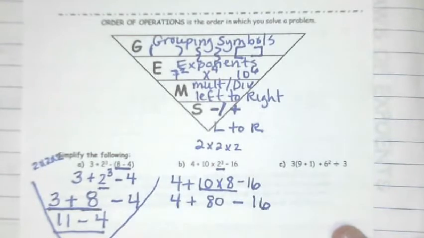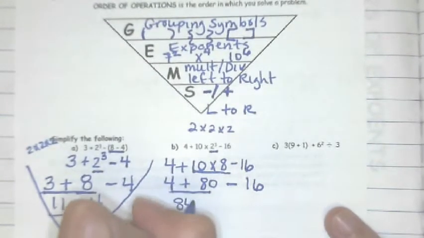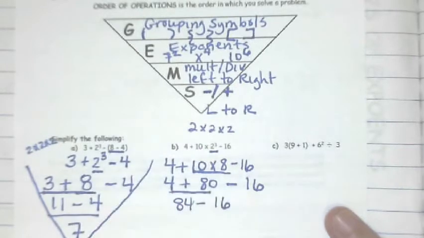See how I'm doing? Again, I'm doing one step at a time. So I'm done with multiplication and division. There's no more multiplication and division. Then I go back. Okay, now I'm going to take care of the subtraction or the addition left to right. So start at the beginning. I'm going to add first because that's what comes first. So I'm going to do 4 plus 80. 4 plus 80 is 84. Then bring down the minus 16.